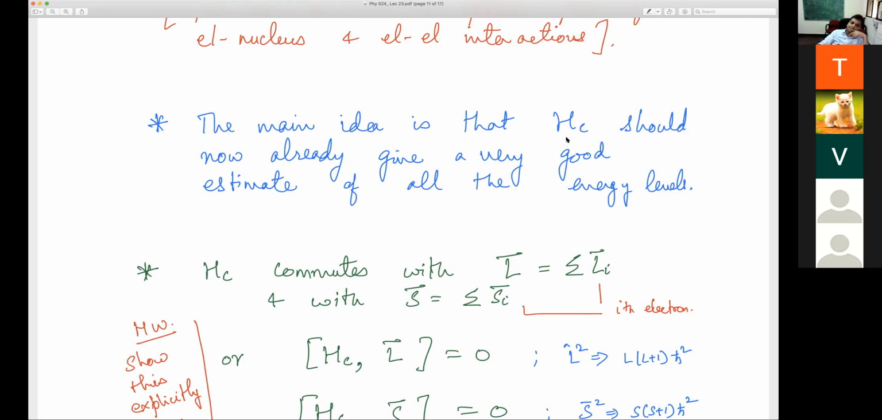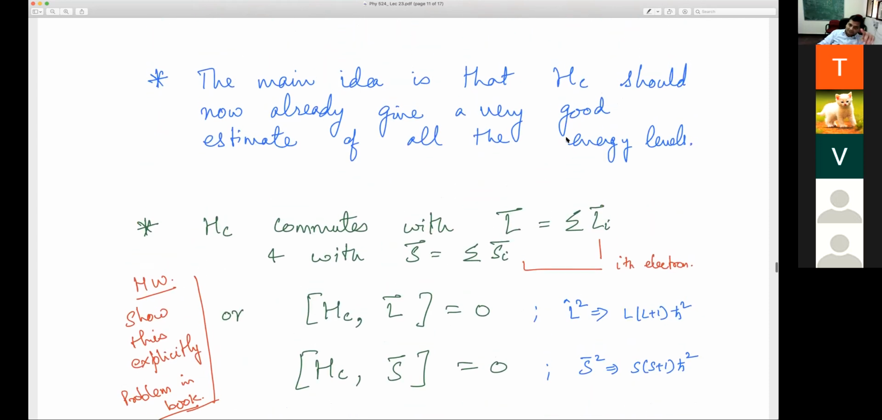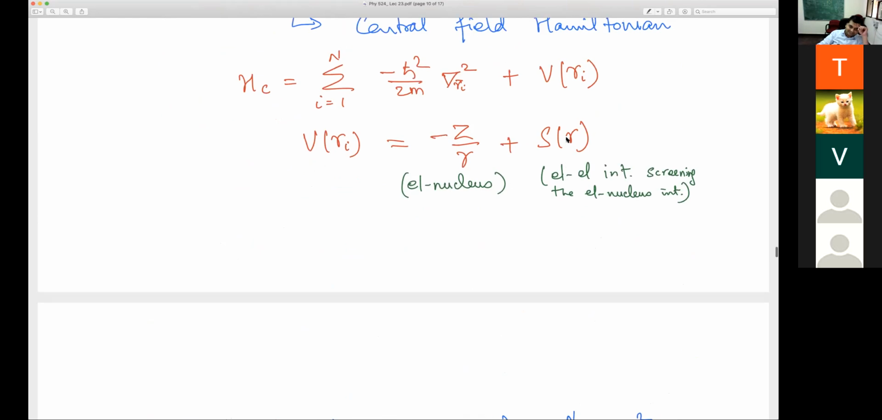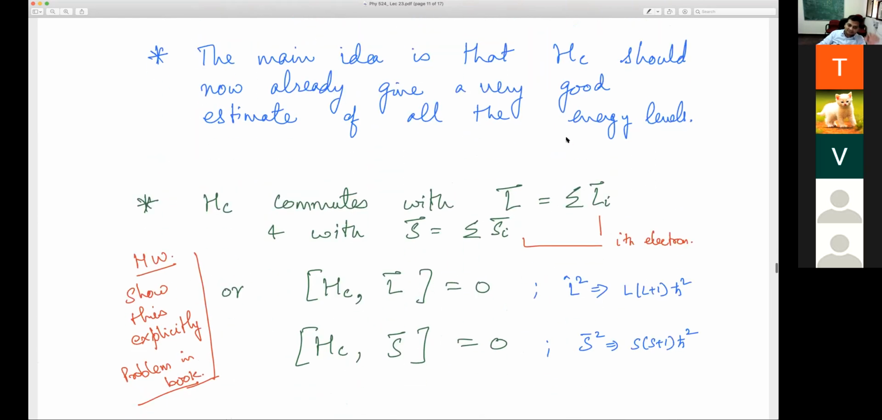Okay. And then another most important thing here is that this H_C, you can show, since this is a central force kind of Hamiltonian, will commute with the total angular momentum operator for all the electrons. So capital L is defined as the sum over L_i, where i denotes the ith electron, etc. And H_C also commutes with the total spin angular momentum, S, which is the sum over the S_i.